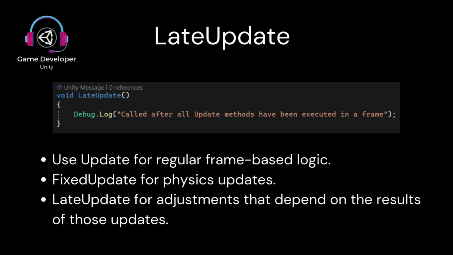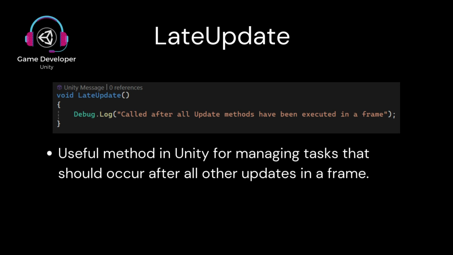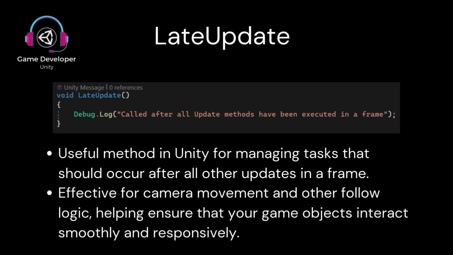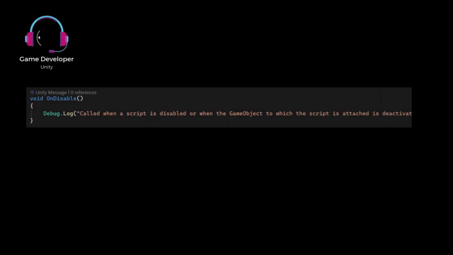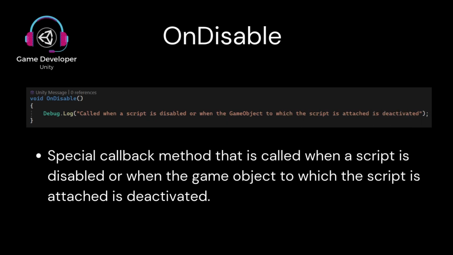Use Update for regular frame-based logic, FixedUpdate for physics updates, and LateUpdate for adjustments that depend on the results of those updates. In summary, LateUpdate is a useful method in Unity for managing tasks that should occur after all other updates in a frame. It is particularly effective for camera movement and other follow logic, helping ensure that your game objects interact smoothly and responsively.